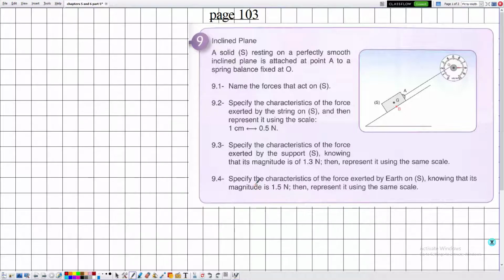So before we start solving this exercise, let me say the following regarding the forces. Whenever we have a mass, then it will be directly subjected to the weight. Whenever we have a string or a spring, it will be directly subjected to the tension. Whenever we have a support, it will be directly subjected to the normal reaction.